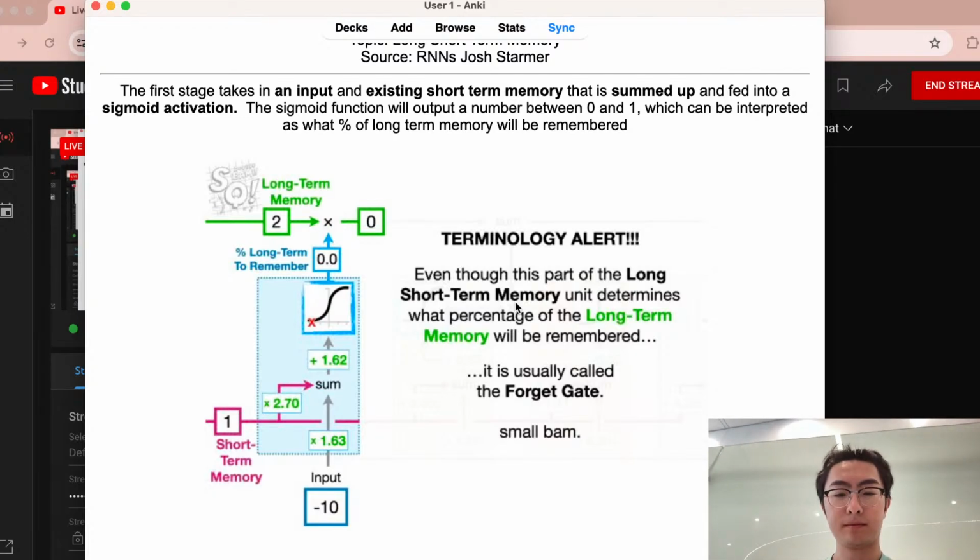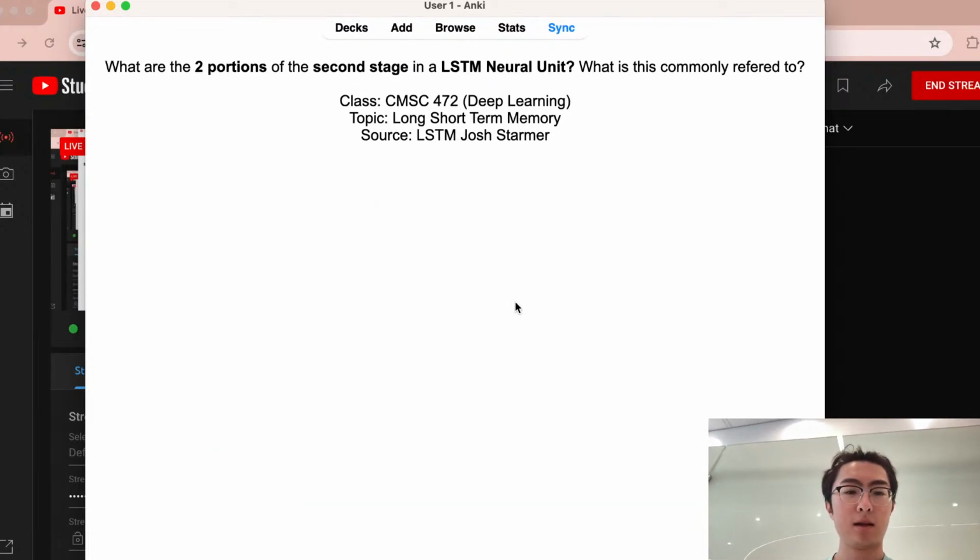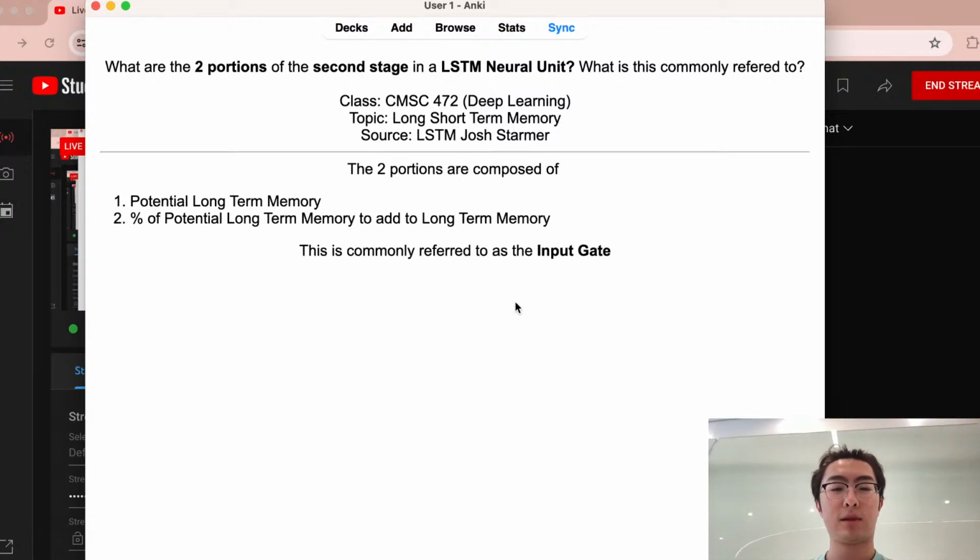Okay. Two portions, second stage of an LSTM neural unit, commonly referred to, I think, as the input gate. Two portions comprise of one, potential long-term memory, and second, percent of potential long-term memory we should actually add to long-term memory. So, yeah, those two are the big ones. All right.